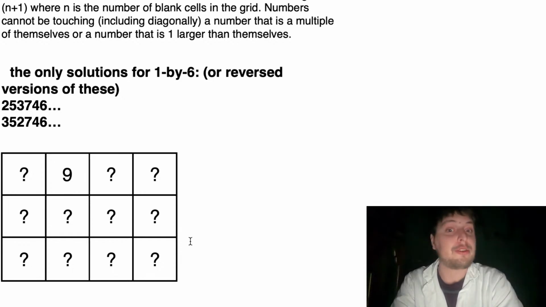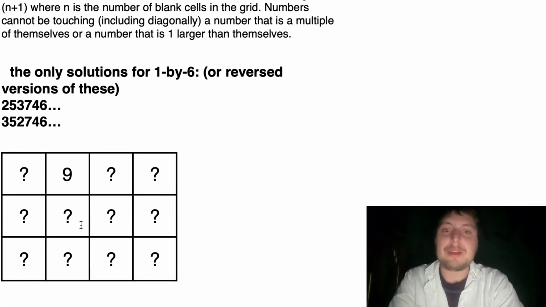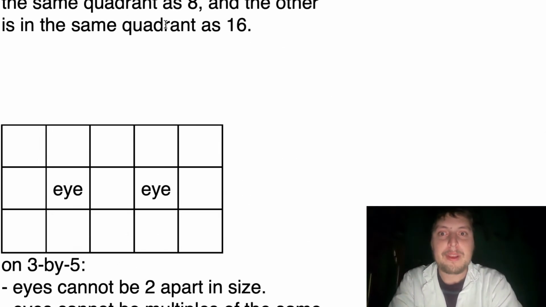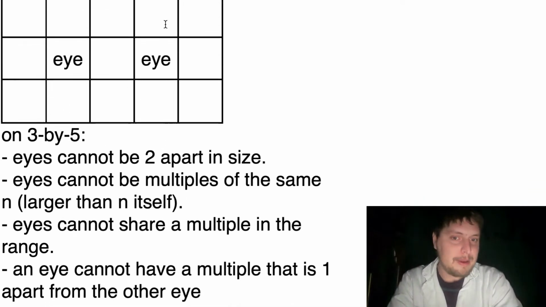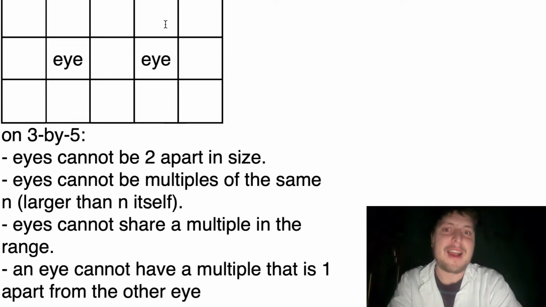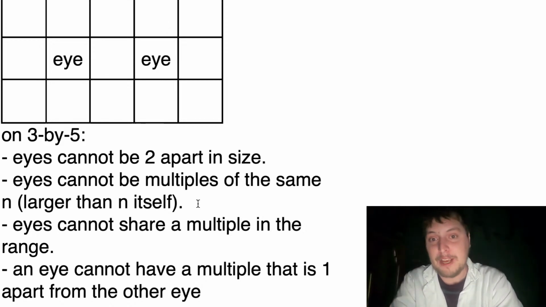So these are for you to try and solve in the next month. Now, they do each have exactly one solution. So here we have the eyes on the 3 by 5. And I want to investigate this because the 3 by 5 is technically the next smallest size that's not a 1 by something or 2 by something that we need to investigate.